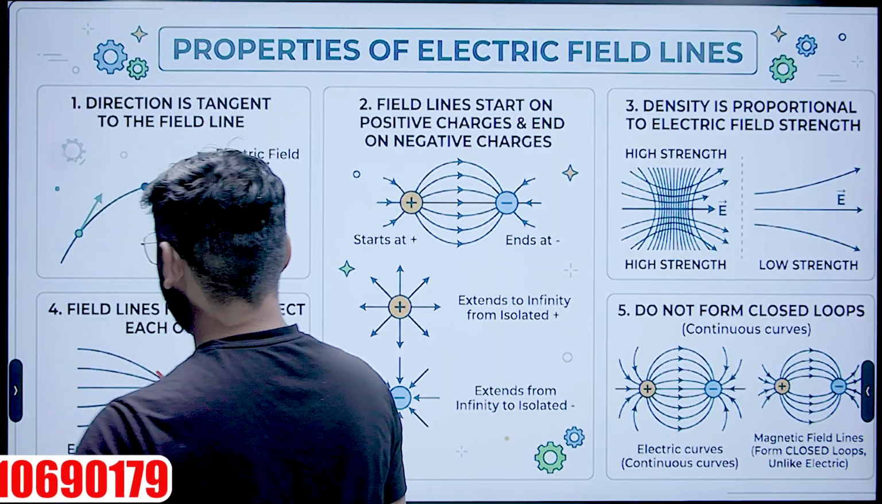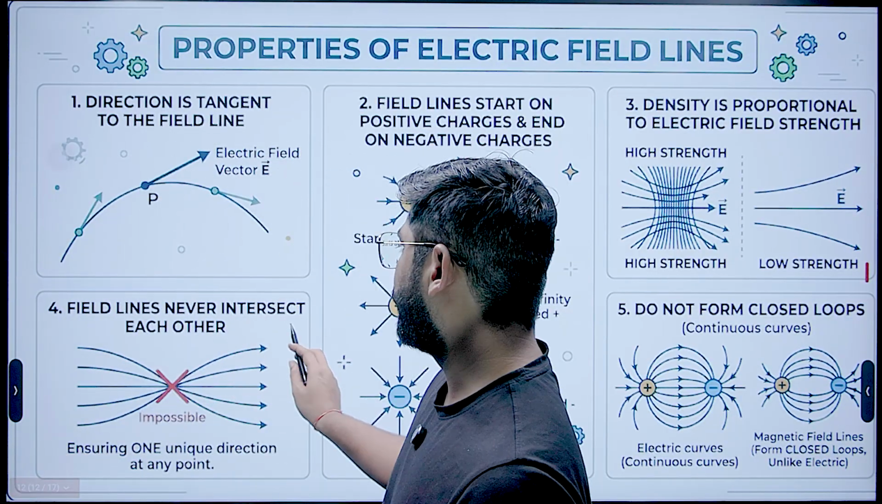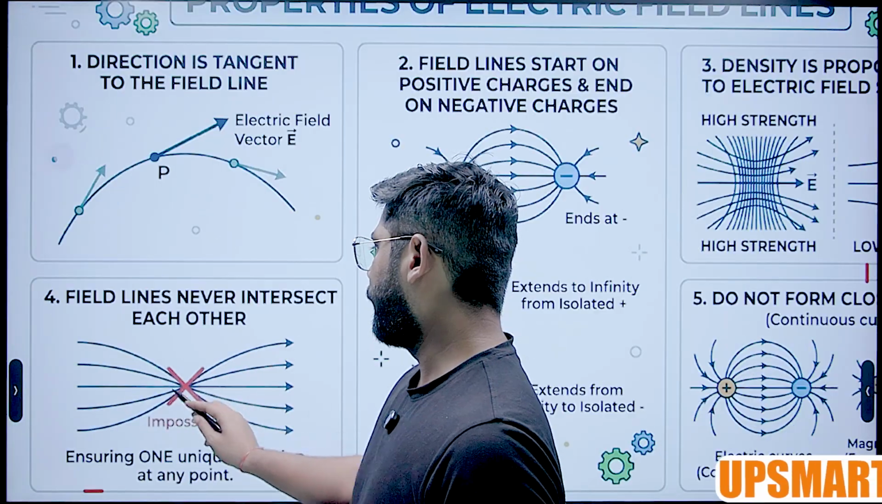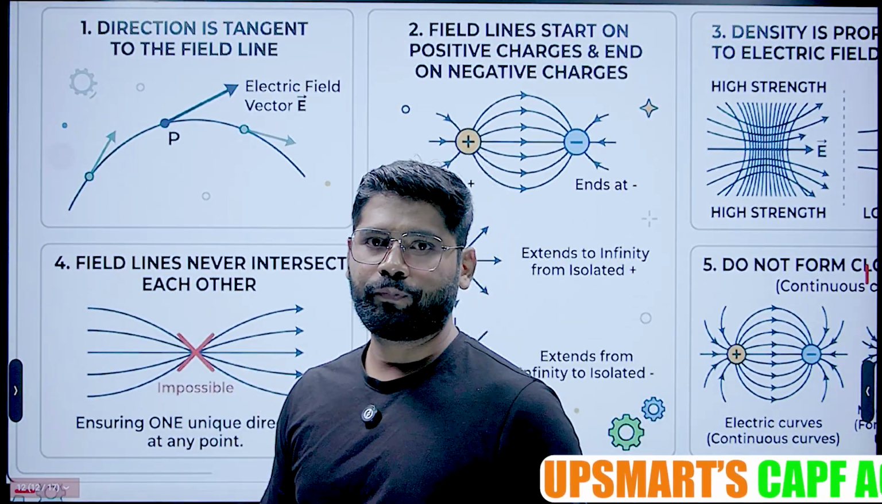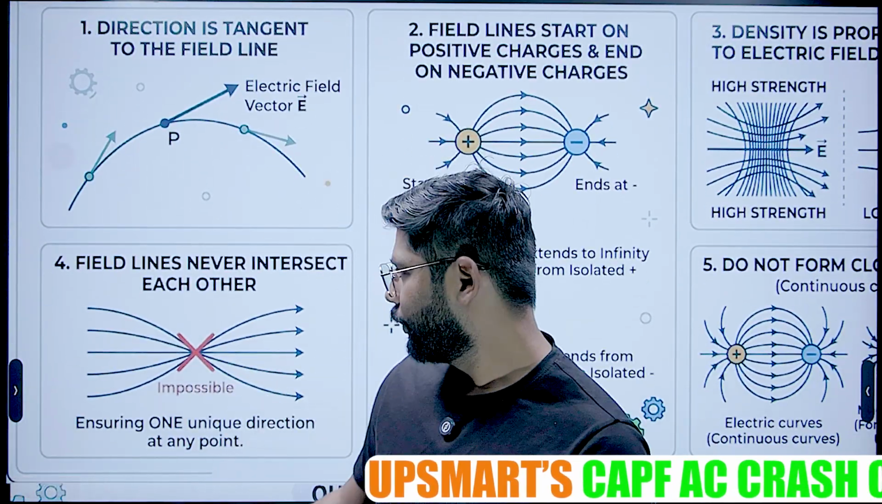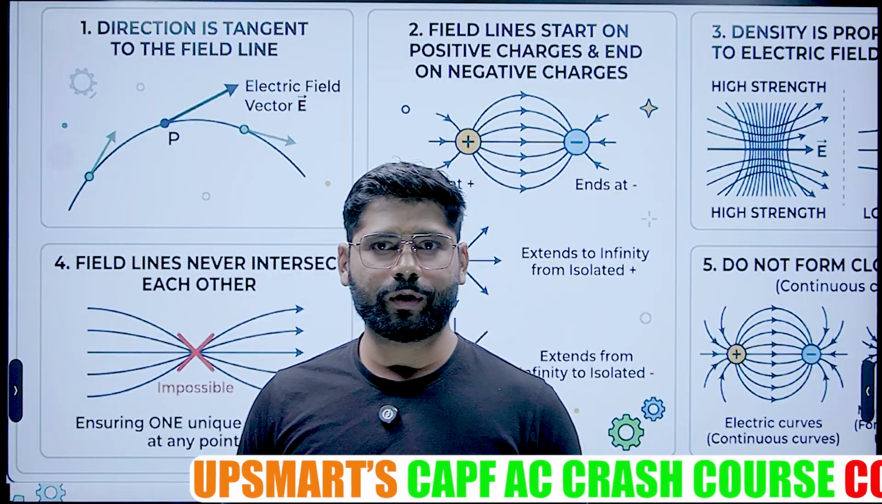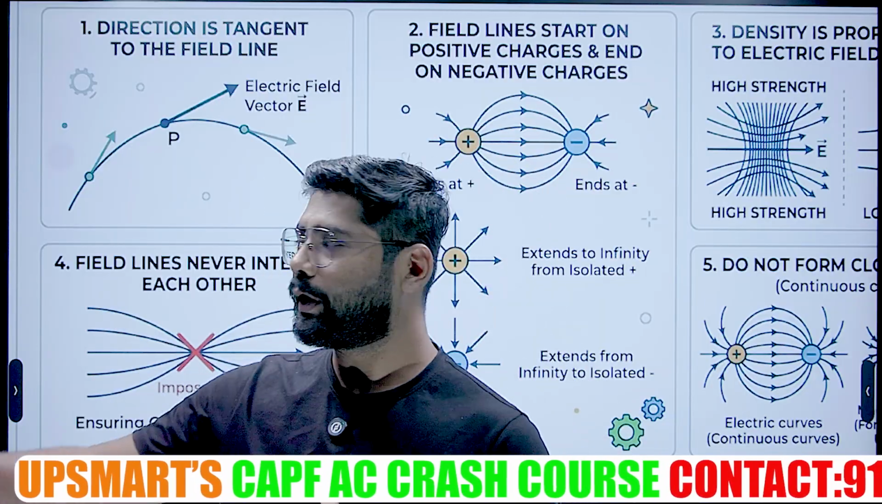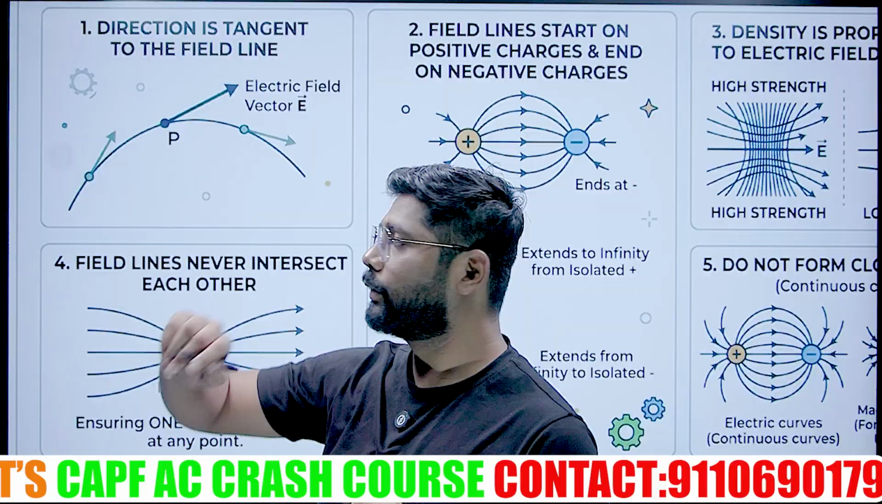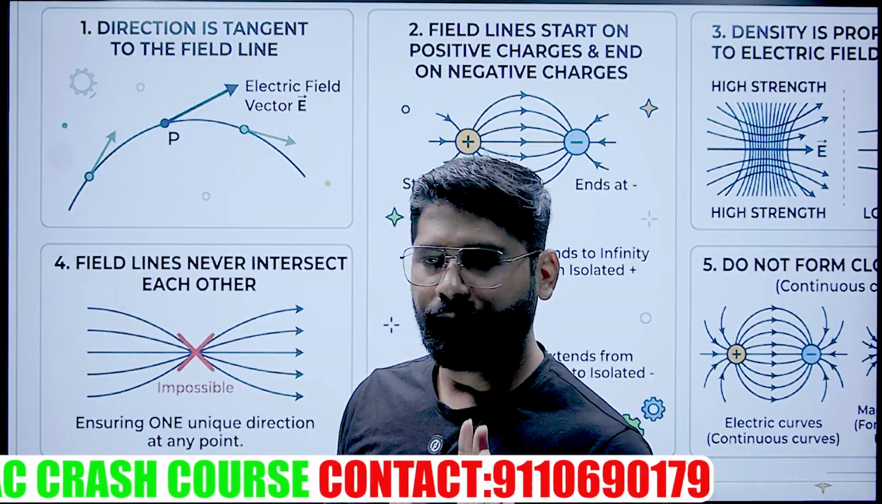Another property: field lines never intersect each other. They never intersect because their direction is tangent to the field line. That's why they never intersect each other.